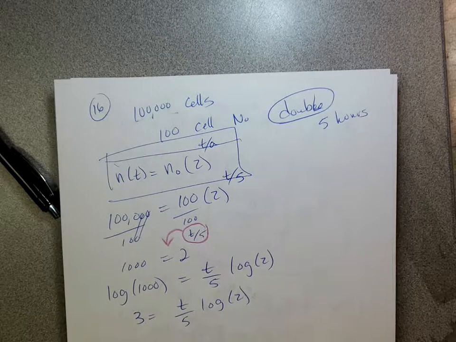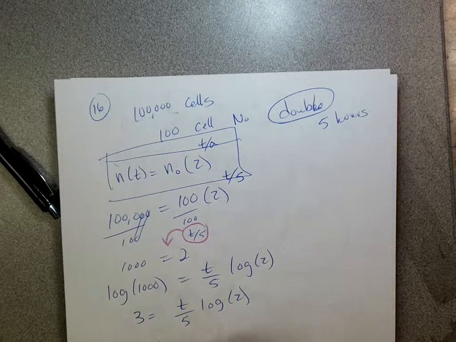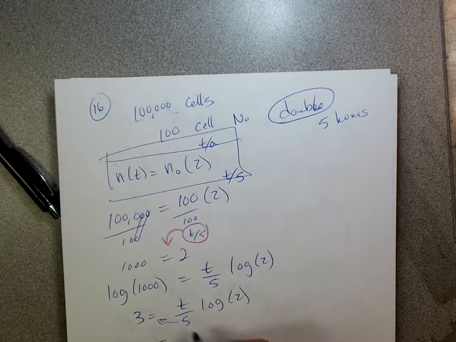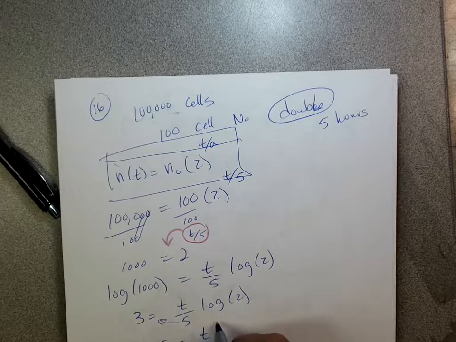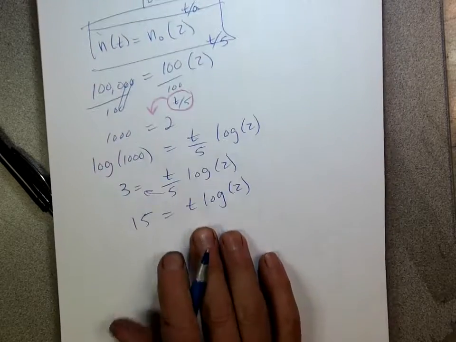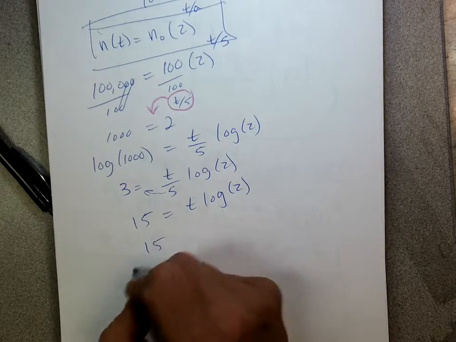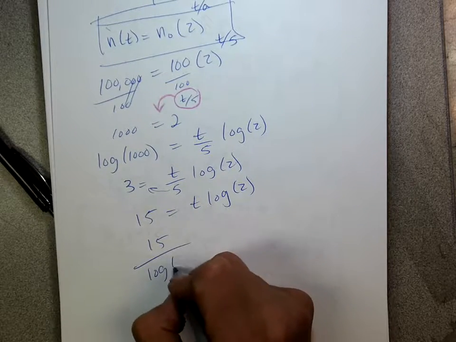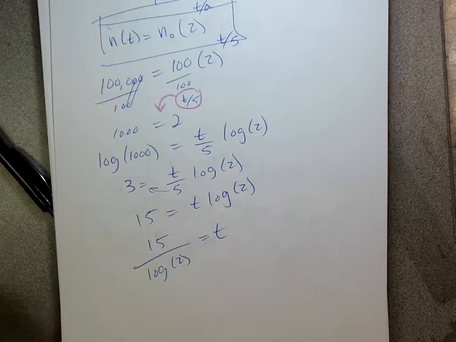All right, to solve then for t, I'll multiply by the 5, and I get 15. Bring up the 5, equals t log of 2. Now we'll just divide by log of 2. So 15 divided by log 2 equals t.